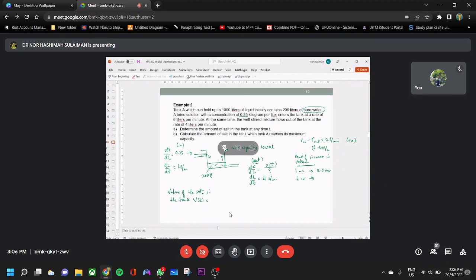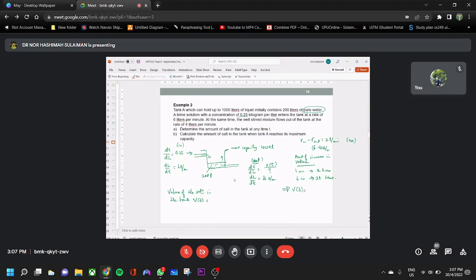Okey, so sekarang ni 1 minit 2 liters. 2 minit, 2 times 2 liters, betul? 3 minit, 2T liter. Okey, betul tak? Betul. So maknanya amount of volume sama dengan apa? Kenaikan, kadar kenaikan dia berapa?